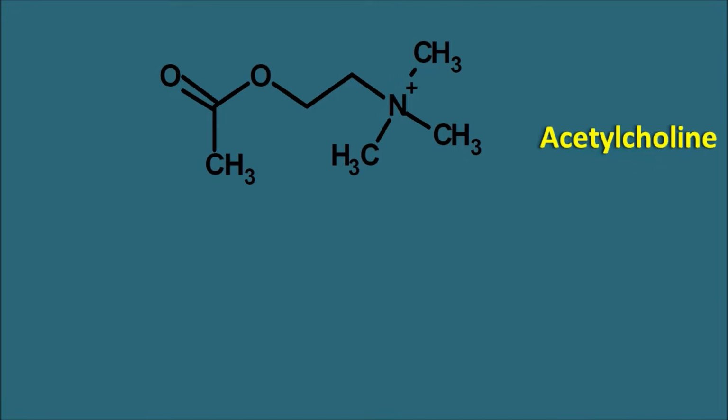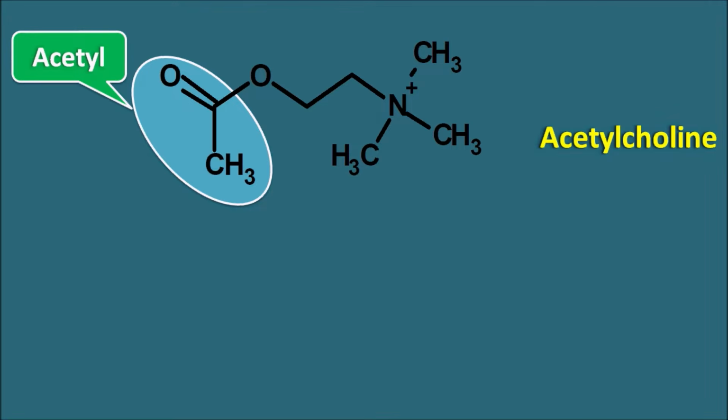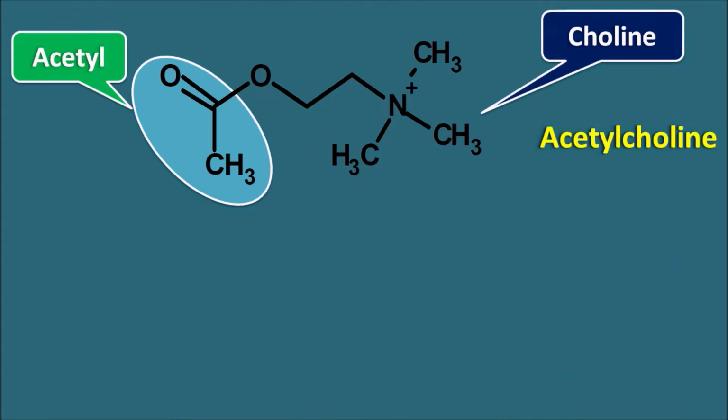Now let us see the structure of acetylcholine. Acetylcholine is made up of two important parts. This is the acetyl group and the remaining part is the choline group. Simply, acetylcholine is a combination of acetyl and choline, and it is an ester formed between acetic acid and the choline moiety. And because it has the ester functionality, it can be easily hydrolyzed by choline esterases.